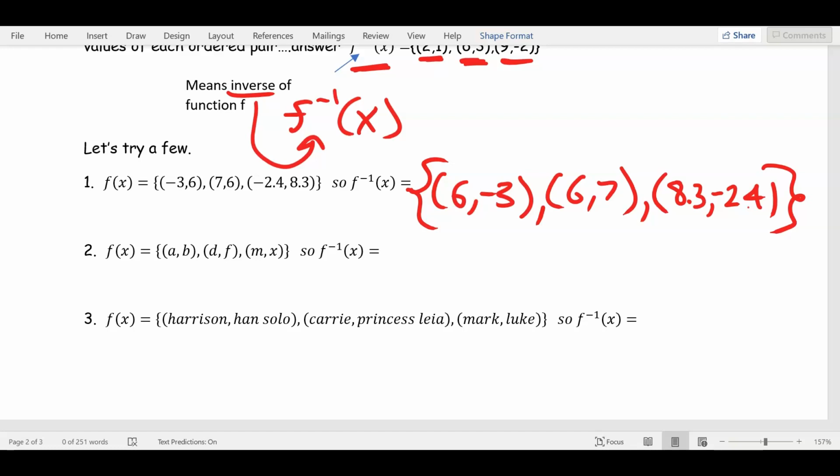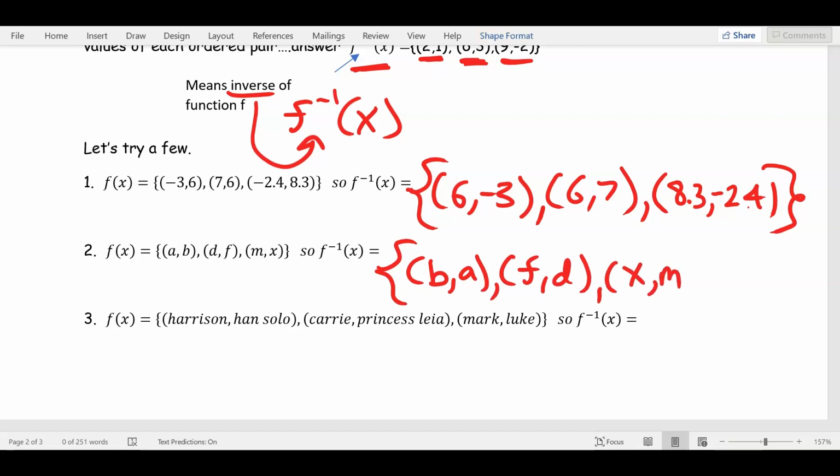Number 2. Now, what if it's just a bunch of letters? Same thing. Just switch the order. Cool? Let's write it down. Instead of AB, it's going to be BA, like the Cowboys. All right, DF is FD. MX becomes XM. Put them all in parentheses with a comma in between. Now, even if it's a bunch of random names from the Star Wars universe, you can still just switch the order, write them down, okay?